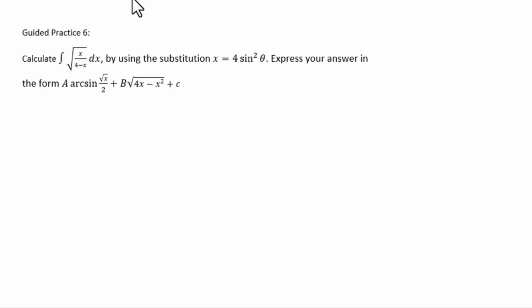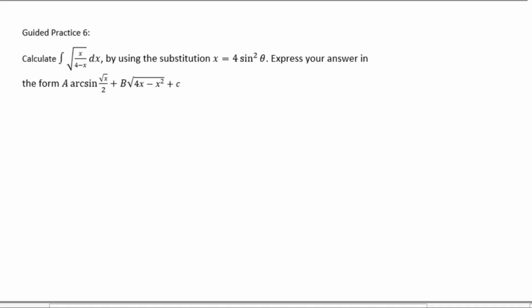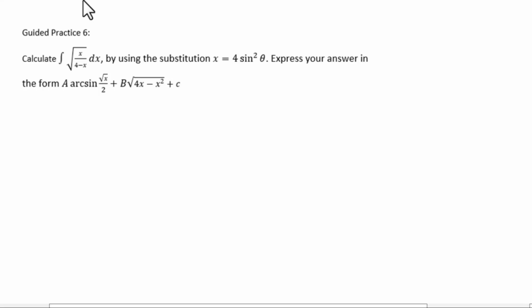This video is about integral by trig substitution. Calculate the integral of square root of x over 4 minus x dx by using the substitution x equals 4 sine squared theta.